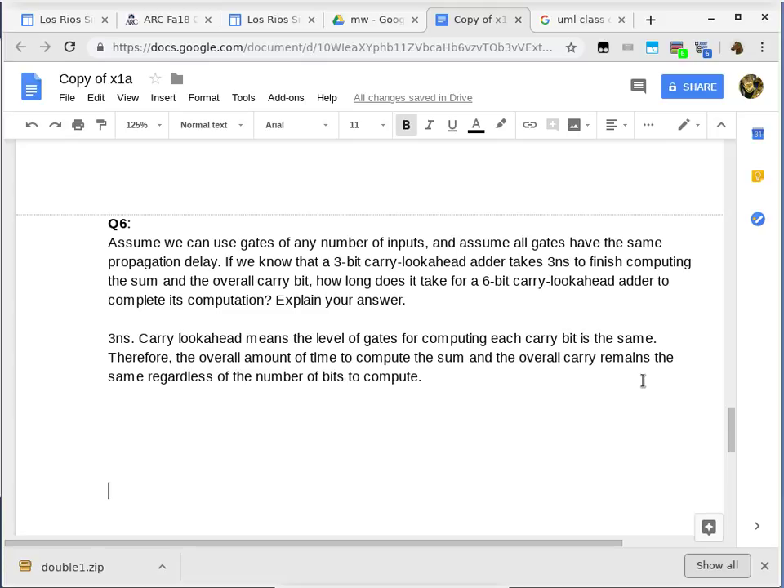If we know that a 3-bit carry look-ahead adder takes 3 nanoseconds to finish computing the sum and the overall carry bit, so the entire thing, the whole enchilada, how long does it take for a 6-bit carry look-ahead adder to complete its calculation? Explain your answer. Well, the answer is already stated here. So the answer is 3 nanoseconds, just the same. Why?